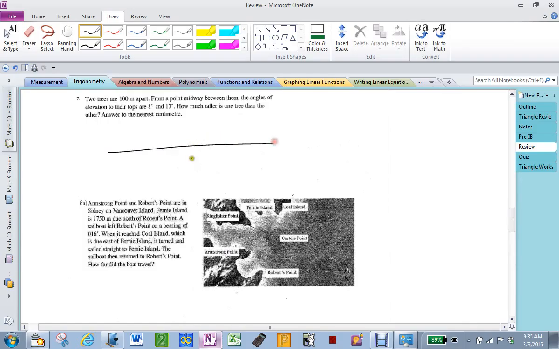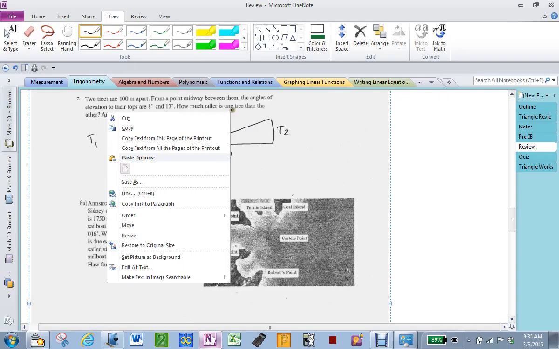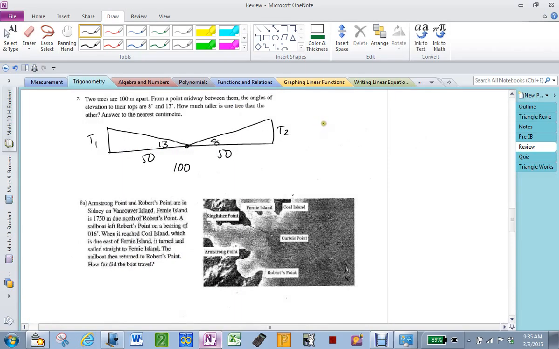Two trees are 100 meters apart. Tree 1. Tree 2. From a point midway. So how long is each triangle? 50. 8 and 13. Now, here's the trick. What's the question asking? How much taller one tree is than the other. When you do the work, you're going to find 2 heights, aren't you? What are your choice A and B on your provincial going to be? Those two heights. Understand?